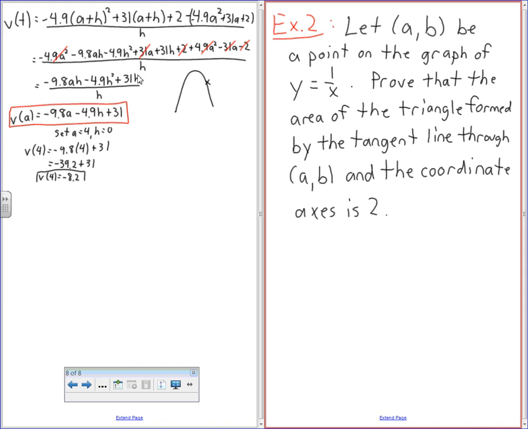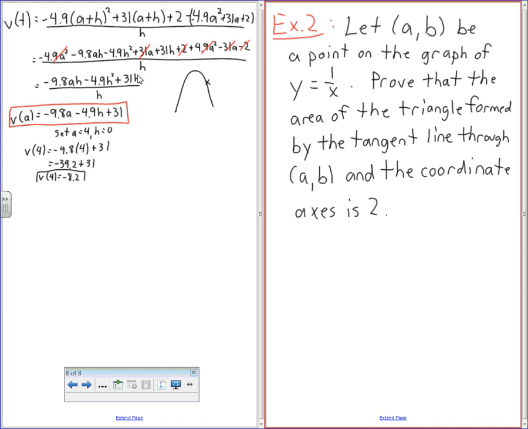Okay, this question is hardly difficult. I'm going to show it to you right now, how to go through it. Everyone good? Okay, we have to think about what they're actually asking. I'm going to say A, B is a point on the graph of 1 over x. So if you think of 1 over x, it looks sort of like this. That's what 1 over x looks like. Prove that the area of the triangle formed by the tangent line through A, B and the coordinate axes is 2. I'm going to show you what I mean right now.